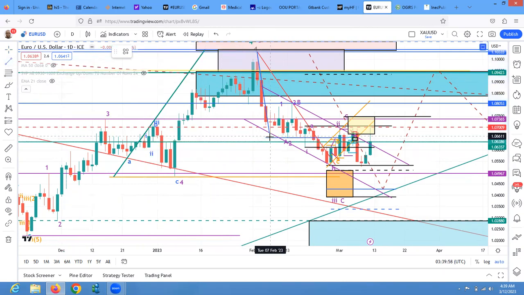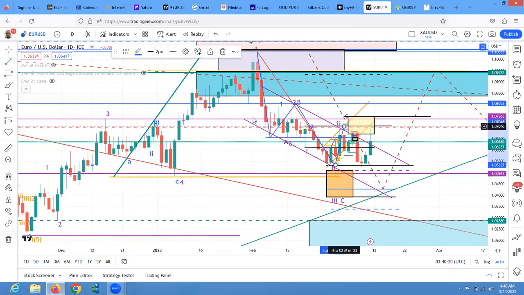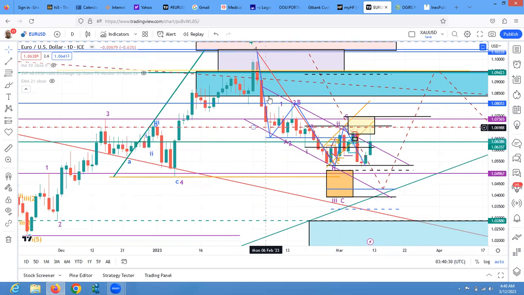And the second move, which is the second wave. And the third wave. And the fourth wave. And the fifth wave. That looks like the fifth wave. So we have 1, 2, 3, 4, and 5. That is what we are seeing.